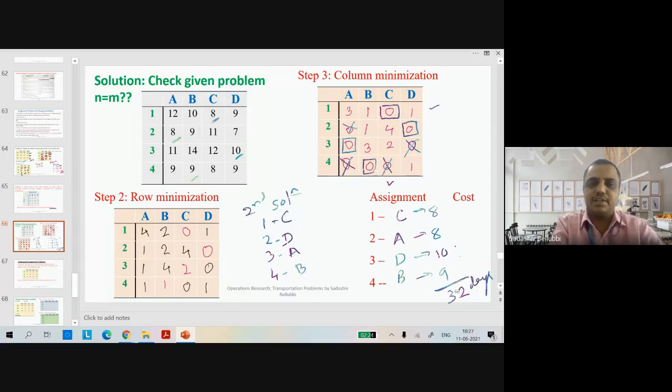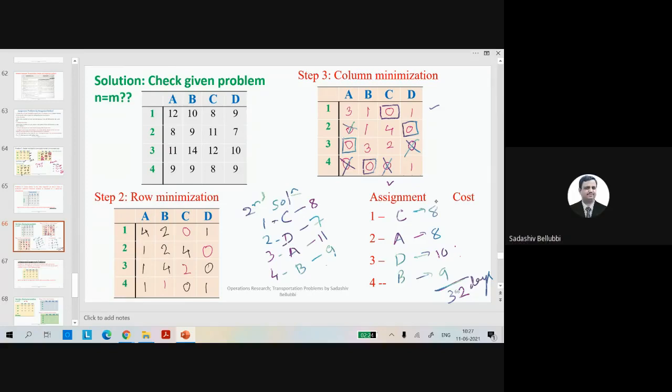In that case, what is the cost that you need to check? Okay, 1 to C is 8, 2 to D is 7, 3 to A is 11, and 4 to B is 9. Now what is the total? It is 35. So it means that the first solution is a good one.